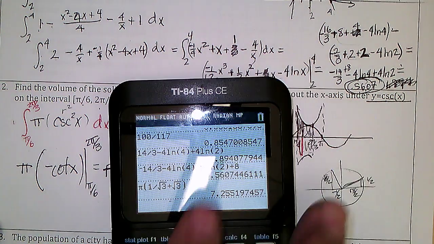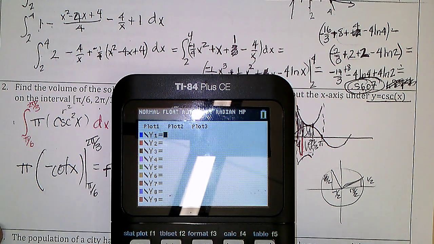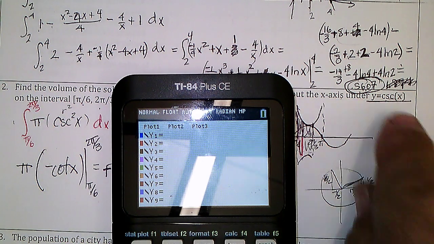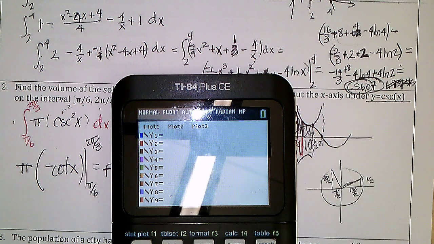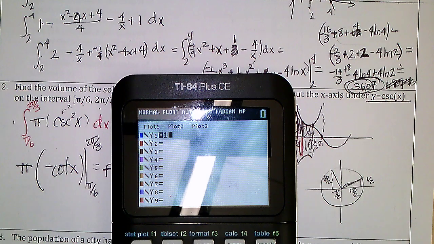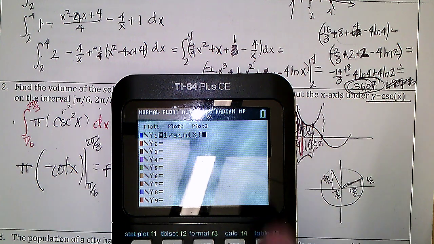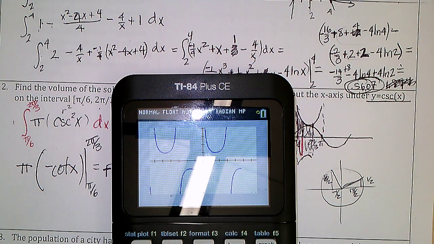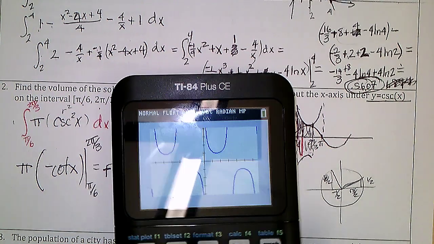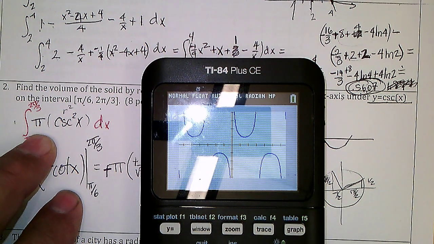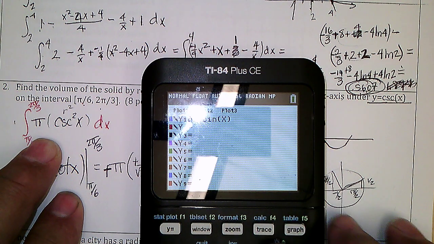Now let's check, so I'm not telling you something wrong. The cosecant is 1 over the sine. 1 divided by sine x. Graph. There it is. Now I have to spin it around, and what I want is not this one particular, so I'm turning that one off.